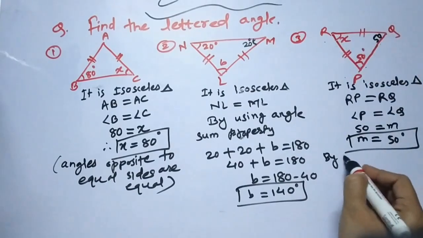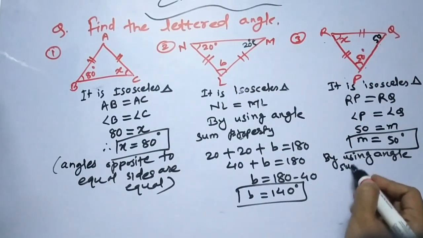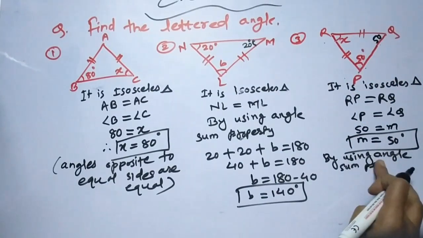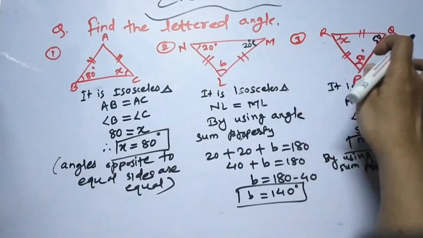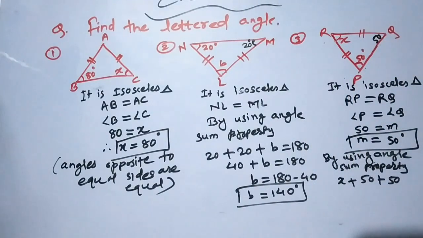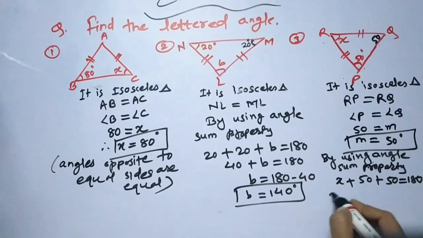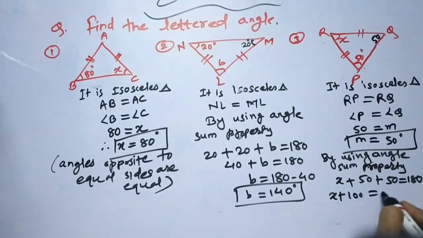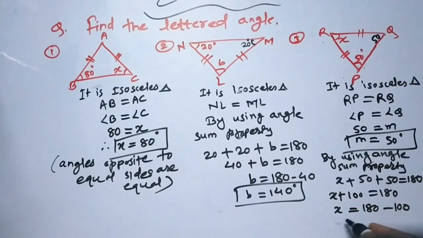So we know that by using the angle sum property, I can easily say this X plus 50 plus 50 is going to be equal to 180. So friends, X plus 100 is equal to 180. So X is equal to 180 minus 100. This positive 100 we shift it there. So we get here, friends, 80 degrees.